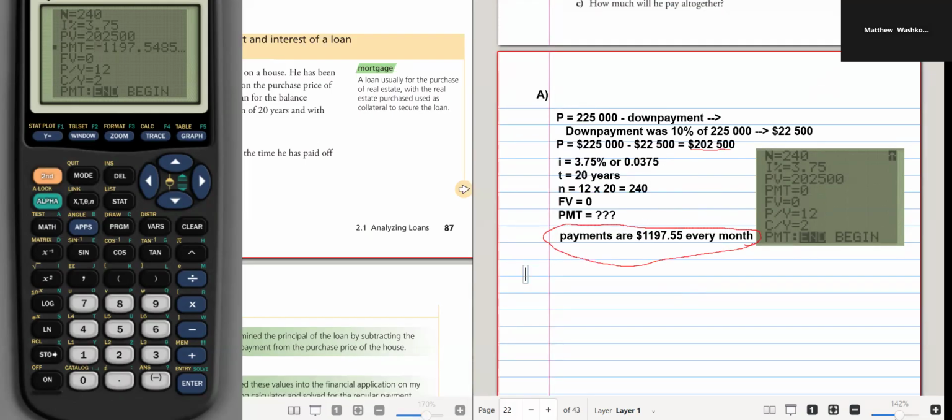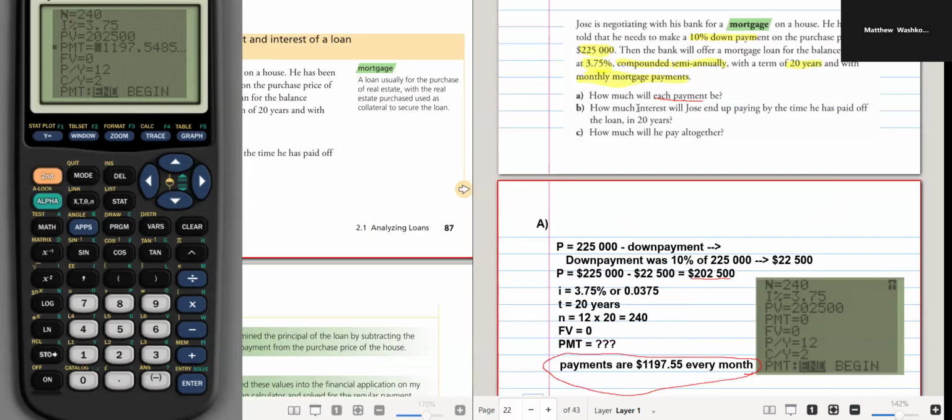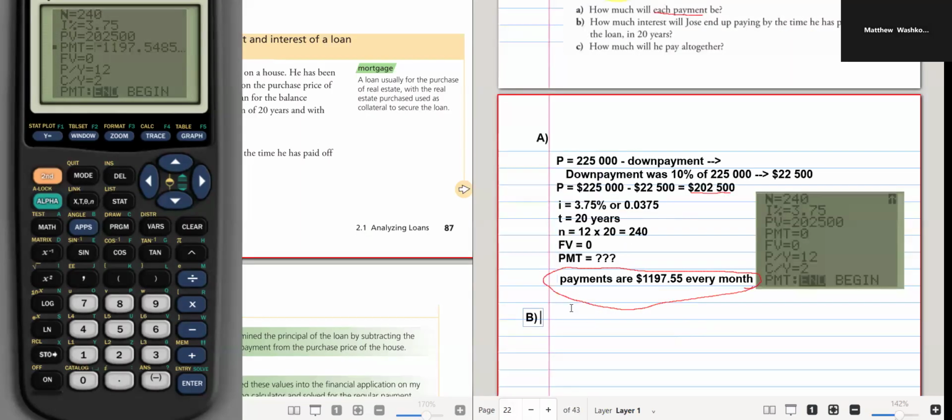Now, question B, however, asks us how much interest will Jose end up paying by the time he has paid off the loan in 20 years, right? Well, how do I find interest? Interest is just the accumulated value, the investment, subtract the principal, right? So how much is the investment worth? Well, let's think about this. It's $1,197.55. It's 240 payments, right? 20 years, 12 times a year. That's where I get 240 from.